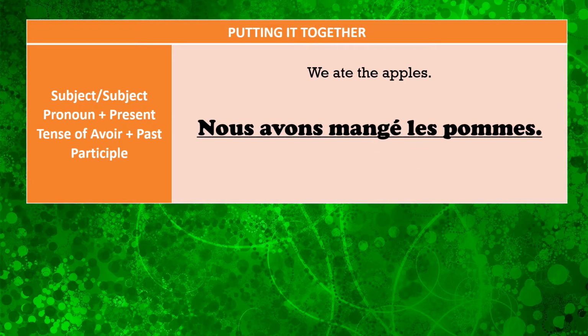And when we do all of that and do it in the right order, look what we get. We get nous avons mangé les pommes. Nous avons, okay, we have, mangé, eaten, les pommes. Okay, this can mean we have eaten the apples, or it can mean we ate the apples. Remember, in French, it's the same translation. It uses the same tense. All right. We ate the apples. Nous avons mangé les pommes. See how simple that was, putting the helping verb and the past participle together. All right? Pretty good, don't you think?